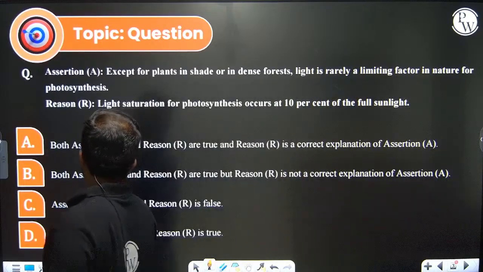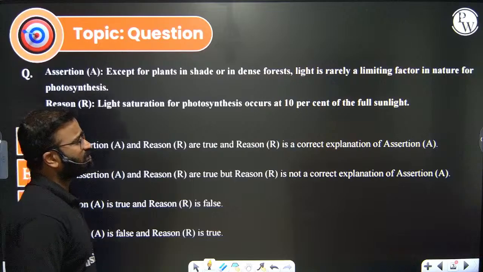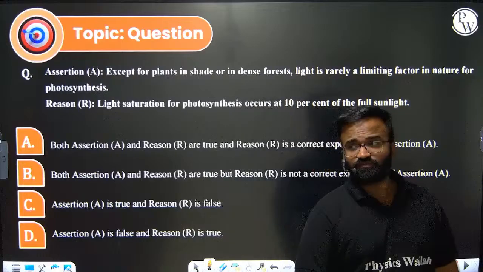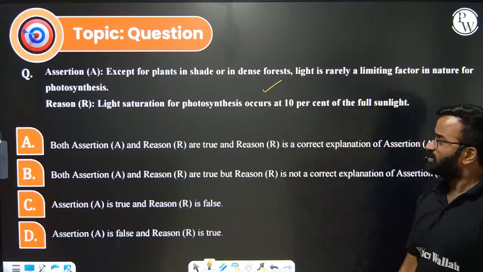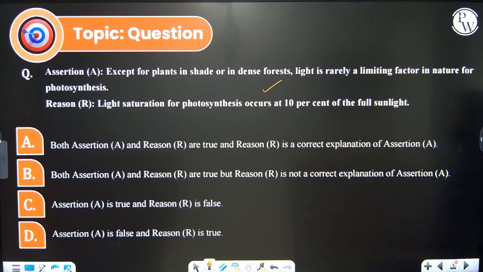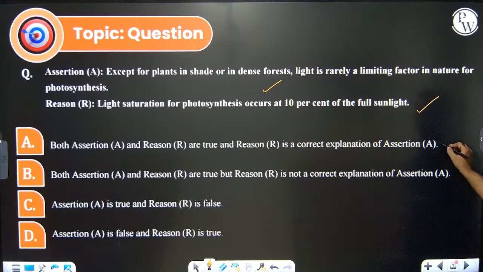Except for plants in shade or in dense forest, light is rarely a limiting factor in nature for photosynthesis, which is true as a statement. Light saturation for photosynthesis occurs at 10% of the sunlight, which is true as a statement. So both are true and it is the right explanation as well.